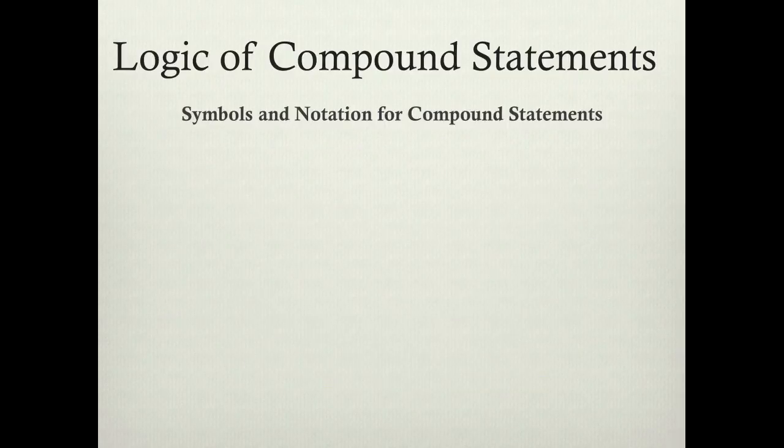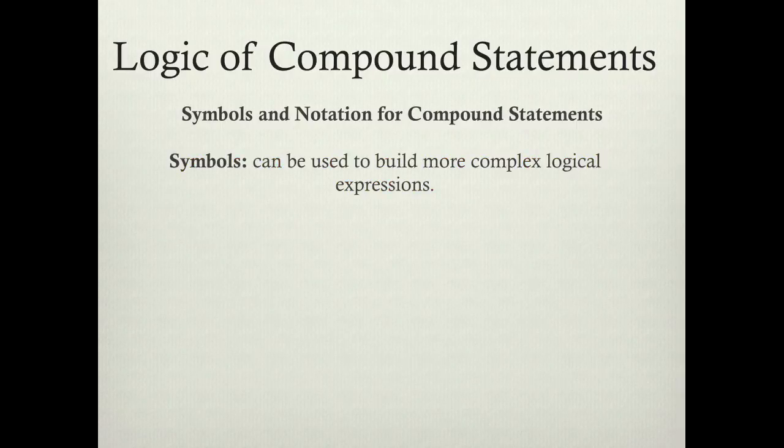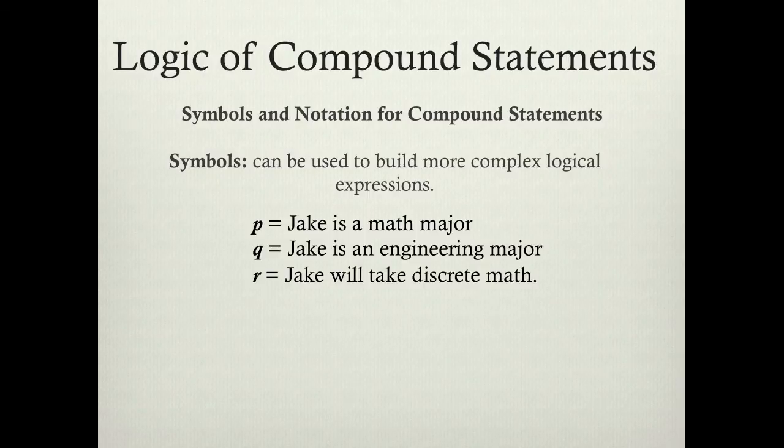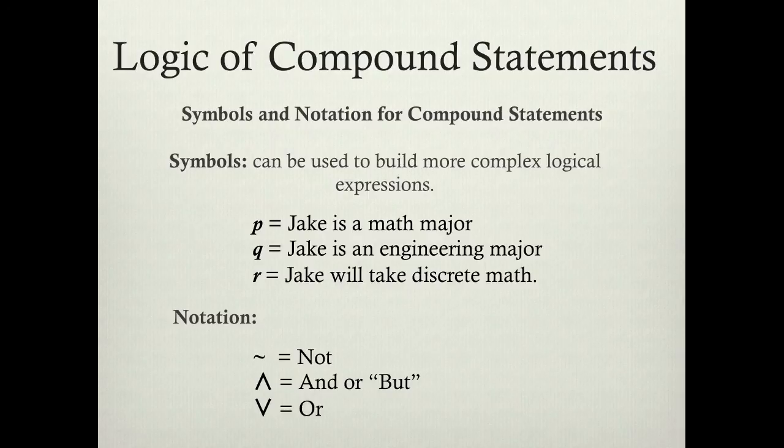Of course, we can use symbols and notation. We can use symbols to build more complex logical expressions in the future. For example, we can use P to define Jake as a math major, Q to define Jake as an engineering major, and R to say Jake will take discrete math. Once we have this, we can go further and use notation. We can use not, and also or. Now, in our case, and and but are one and the same.